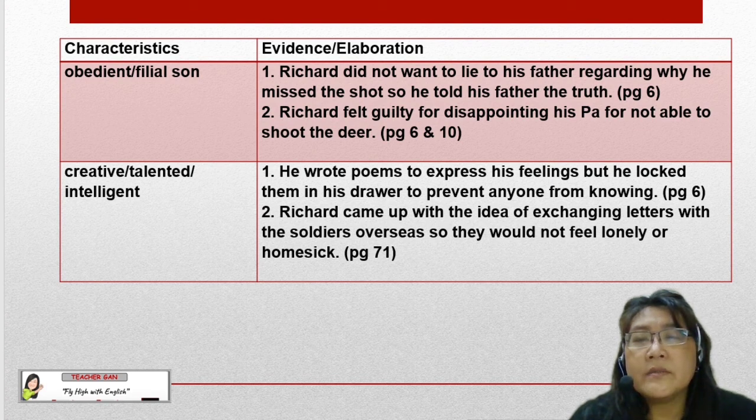Next, Richard is also creative, talented, or intelligent. Evidence: 1. He wrote poems to express his feeling, but he locked them in his drawer to prevent anyone from knowing. 2. Richard came up with the idea of exchanging letters with the soldiers overseas so they would not feel lonely or homesick.